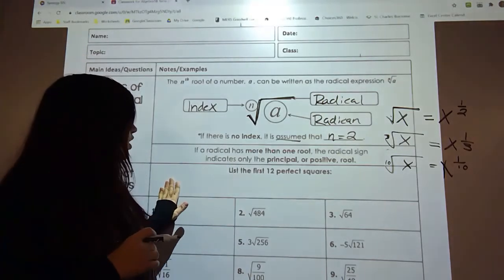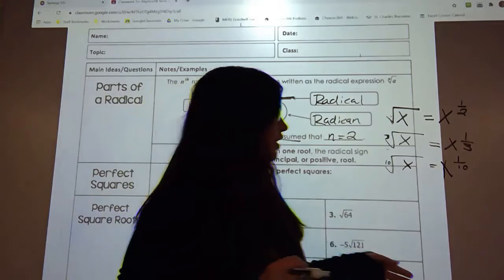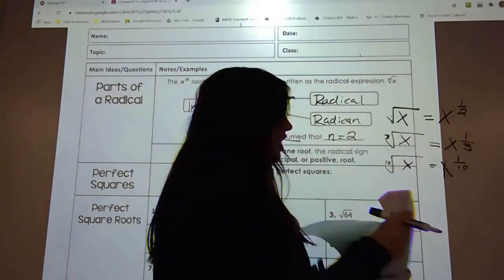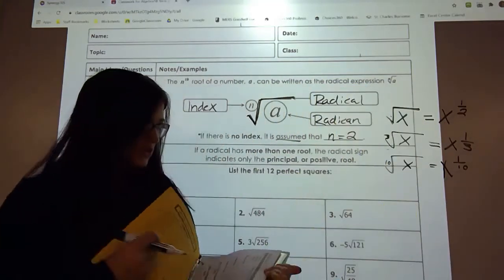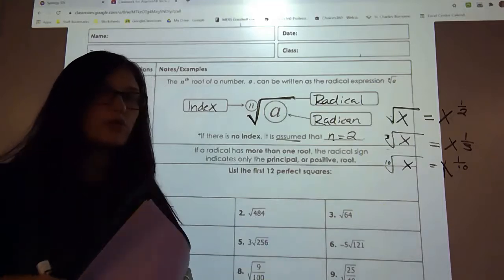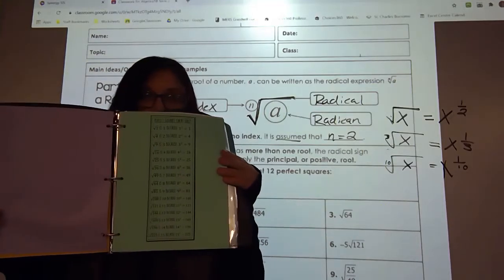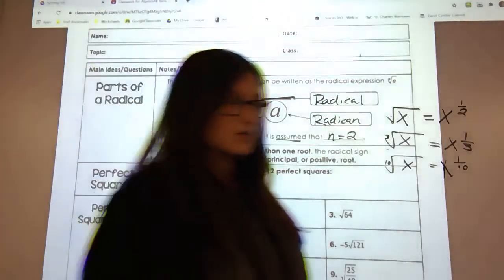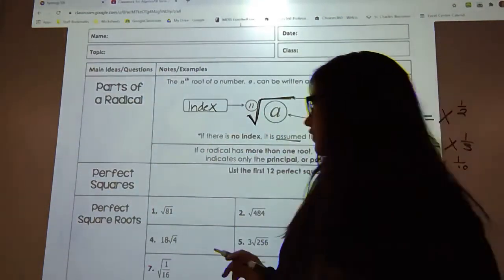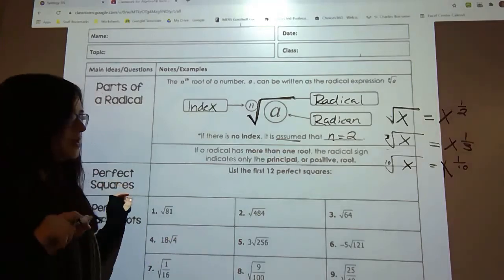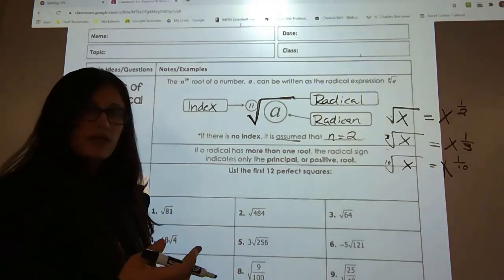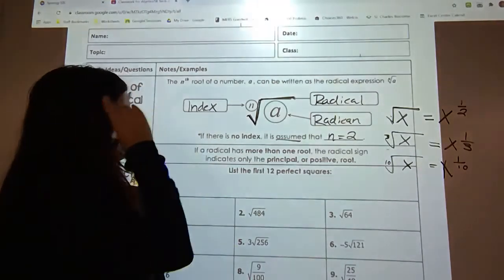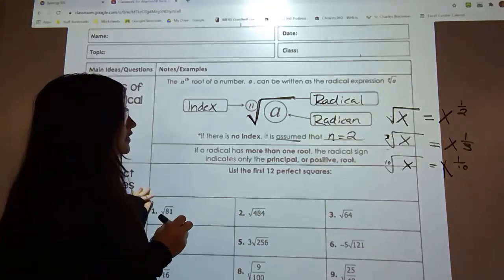Now, what's gonna help you complete this work in our binders, and I'll have it attached to the assignment, but on the green sheet at the beginning, okay, on the green sheet, it's a list of all the perfect squares, okay? We call them perfect squares, because you can take the square root of it and it gives you a whole number. So what are some perfect squares?